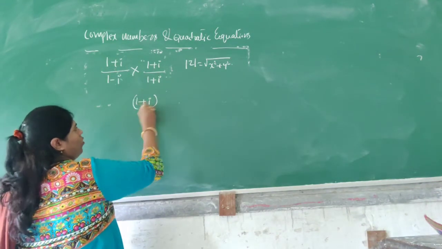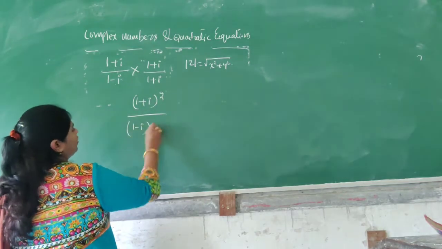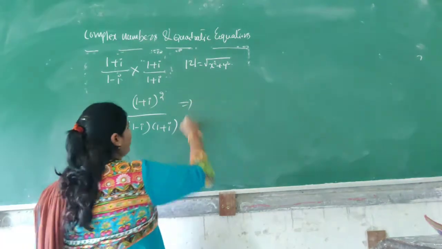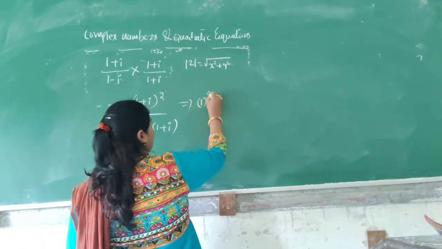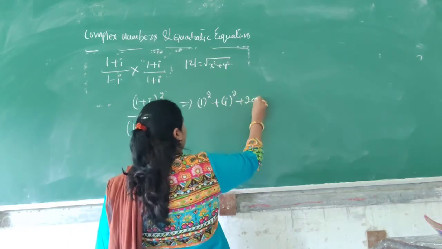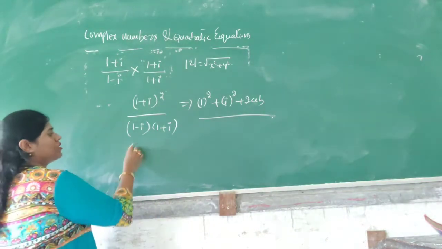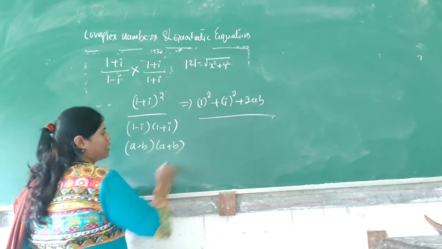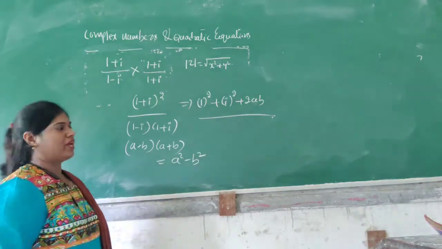1 plus i whole square divided by 1 minus i into 1 plus i. We know the formula of (a plus b) whole square is equal to a square plus b square plus 2ab. The denominator is of the form (a minus b) into (a plus b), which is equal to a square minus b square.